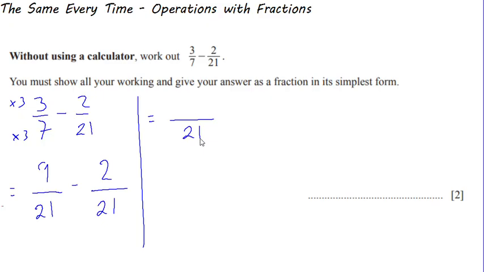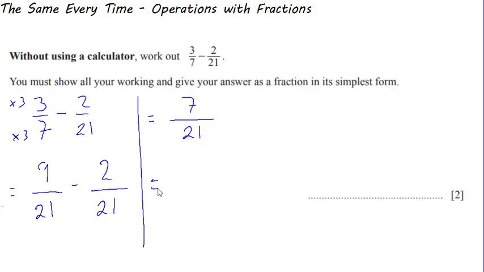So 9 minus 2 would give me 7/21. And in this case, we are going to simplify this, aren't we? 7/21. We can divide top and bottom. The only 2 numbers we can divide 7 by are 1 and 7. 1 wouldn't take us anywhere, but I can divide 7 by 7. I can also divide 21 by 7.